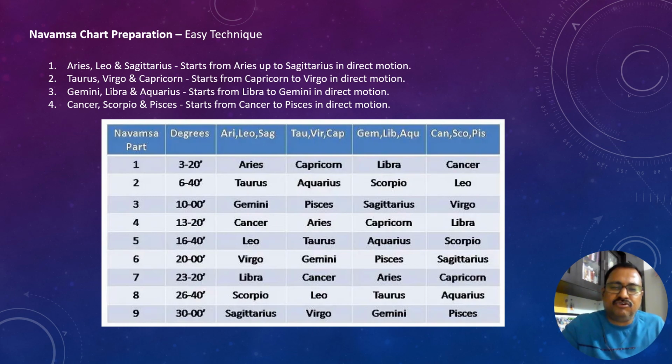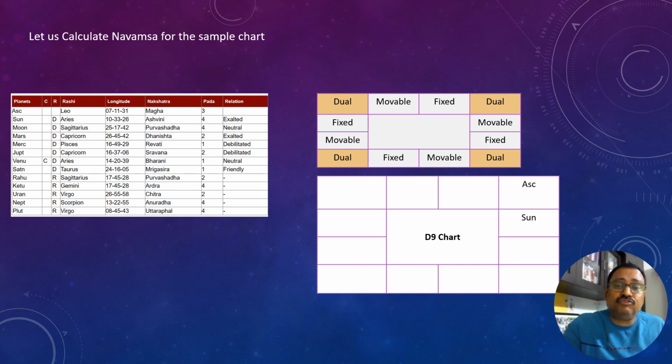For Taurus, Virgo and Capricorn, the Navamsa is going to start from Capricorn. For Gemini, Libra and Aquarius, Navamsa is going to start in Libra. For Cancer, Scorpio and Pisces, Navamsa is going to start in Cancer. This is also another way to look at it. Now we are going to use Sachin Tendulkar's chart to calculate the Navamsa.